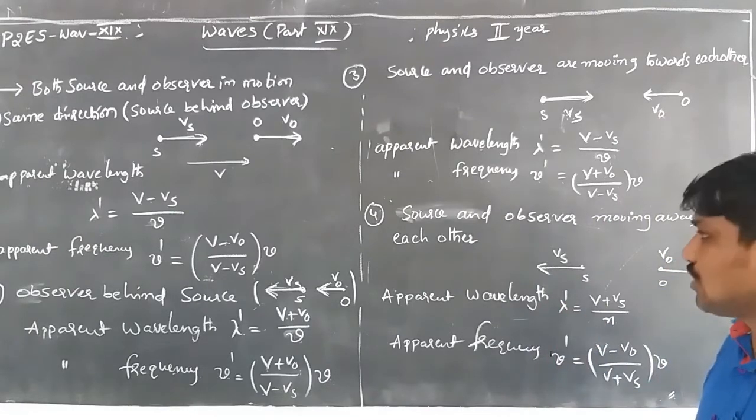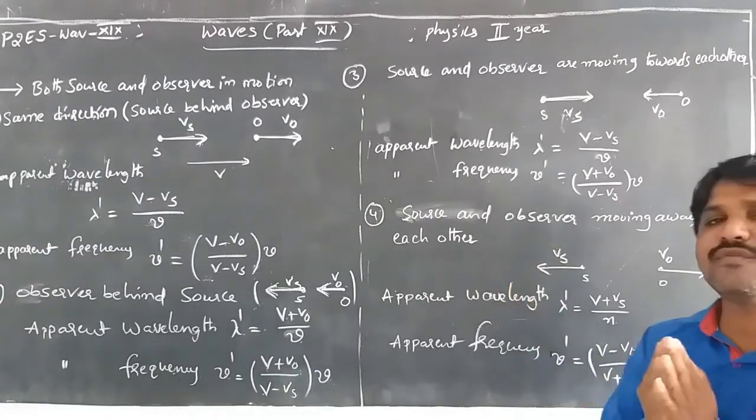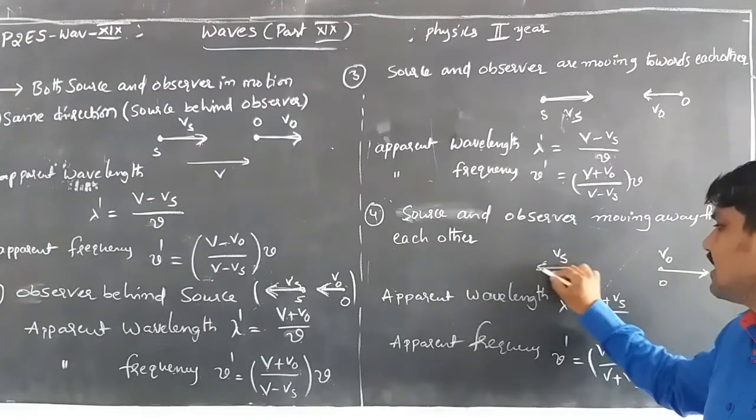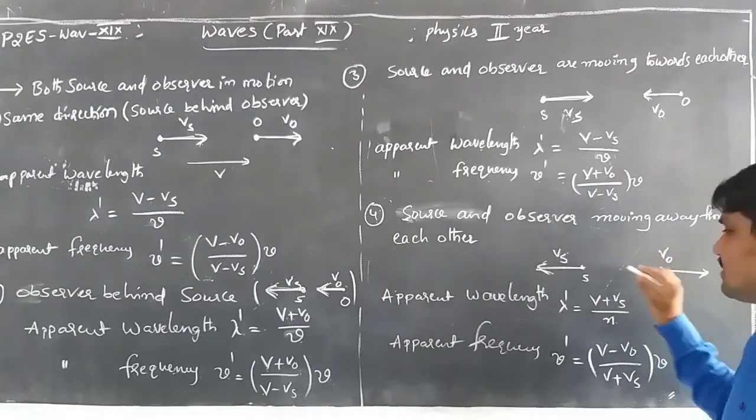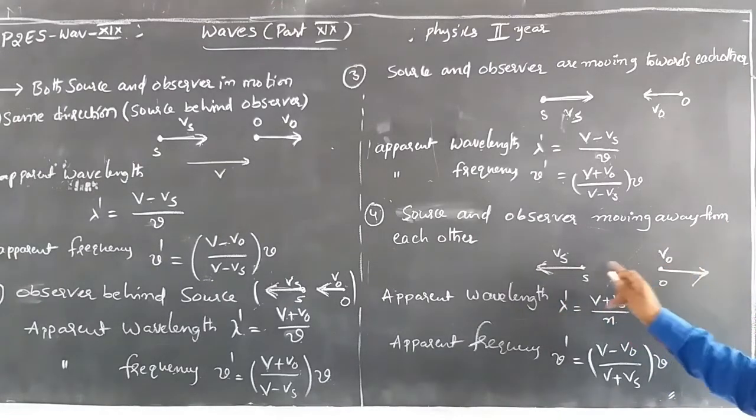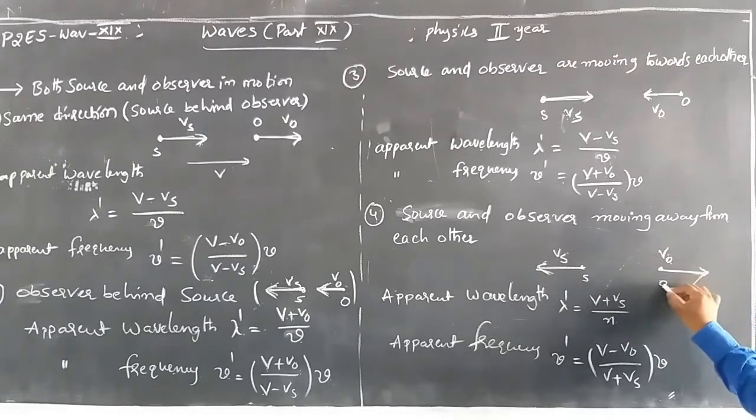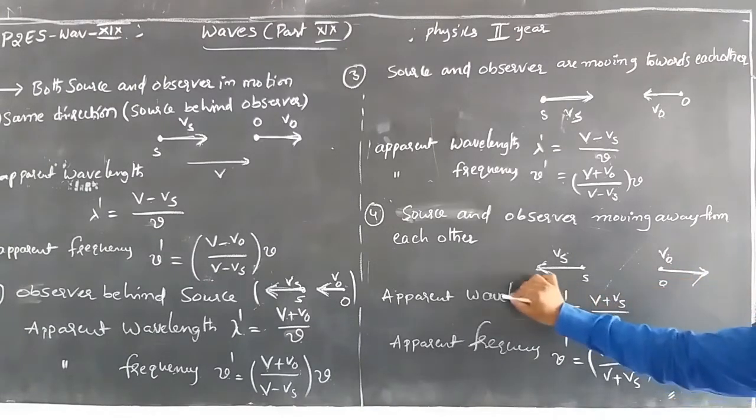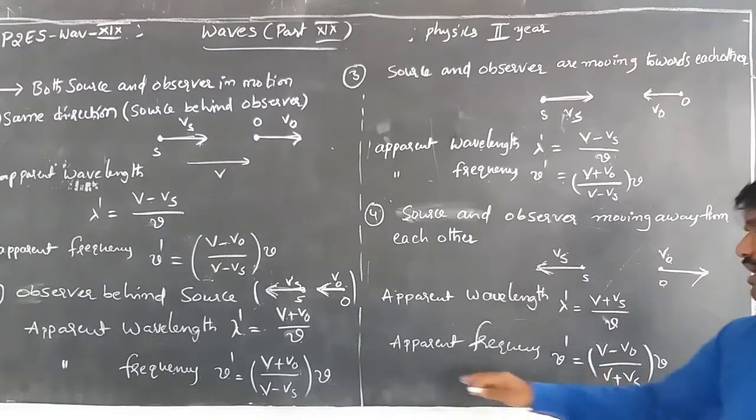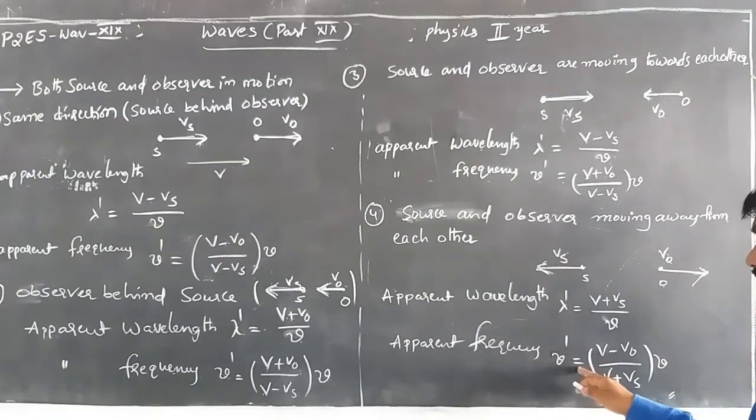If the source and observer are moving away from each other, the source is moving in this direction with velocity Vs, and the observer is moving in the opposite direction with velocity V0. Then the apparent wavelength lambda dash is equal to V plus Vs by nu, and the apparent frequency nu dash is equal to V minus V0 by V plus Vs into nu.